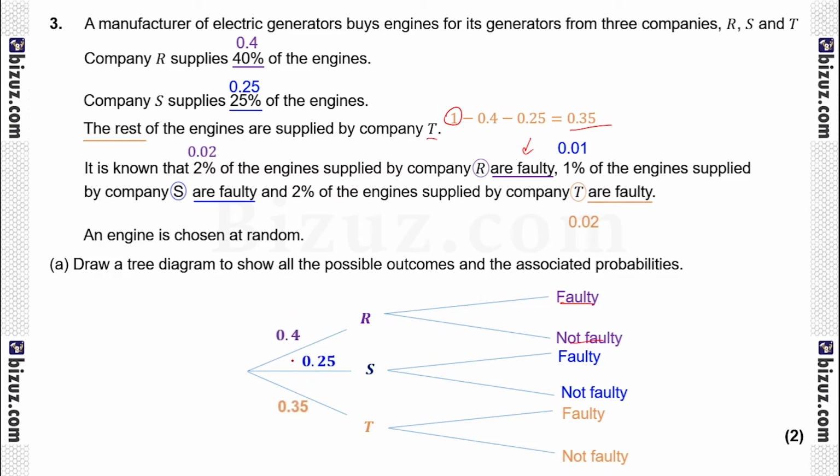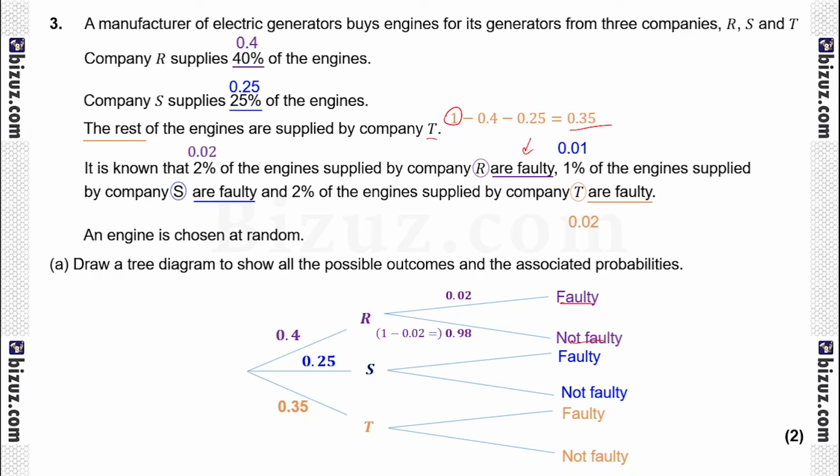Now, I'll first write the probabilities that we found here. So for R it's 0.4, for S it's 0.25, and for T it's 0.35. The probability of ordering an engine from them, or the proportions of engines taken from these companies. Now, for the engines from company R, 0.02 as a proportion, or 2% of them are faulty, right? So 0.02 as a probability here.